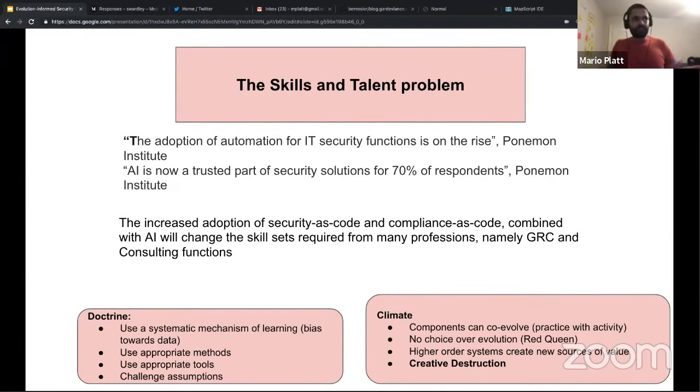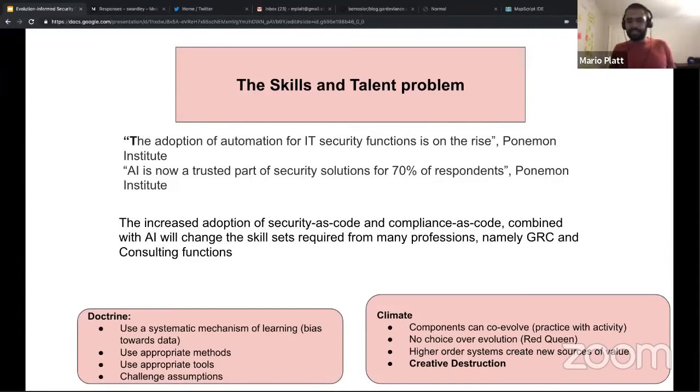So finally, we've got the skills and talent problem. The adoption of automation for IT security functions is on the rise. We know that AI is going to play a big part of it. And we know we're starting to see security being adopted as code and compliance being adopted as code, right? I think this is a challenge, and we're going to talk about another concept from Wardley mapping, which is creative destruction.